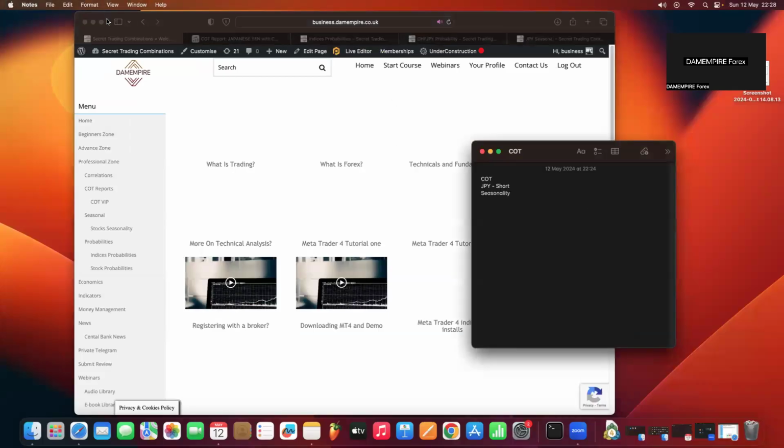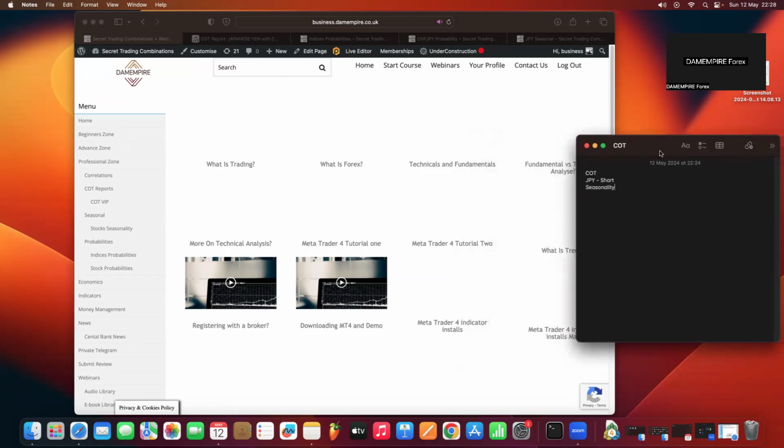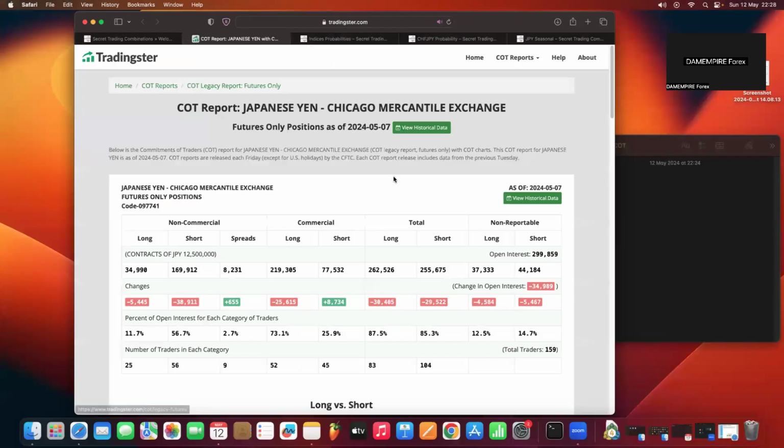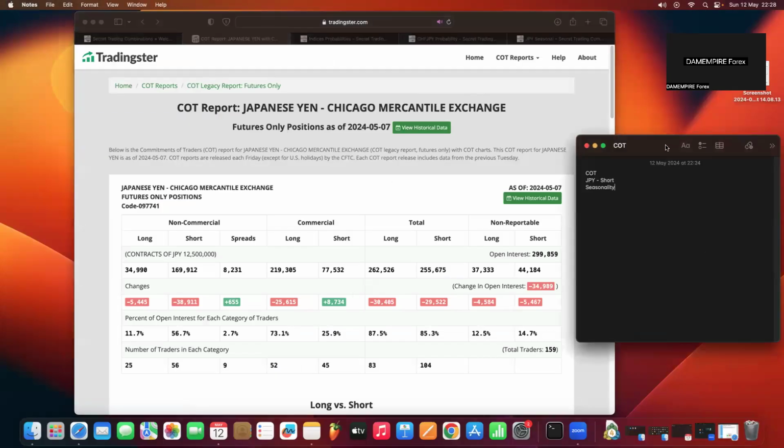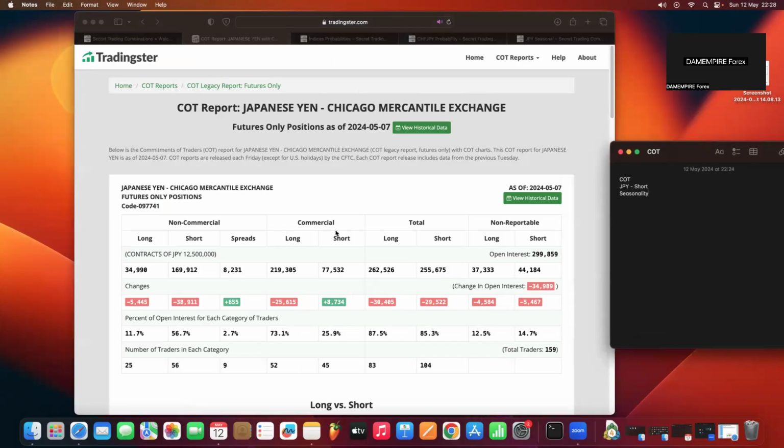So perfect. I've been going through the COT report, and I found JPY looks good for sure. For guys who have not seen the COT report before, this is what the COT report looks like. You have something called the non-commercials and the commercials. Commercials are people that use these assets for their day-to-day transactions.